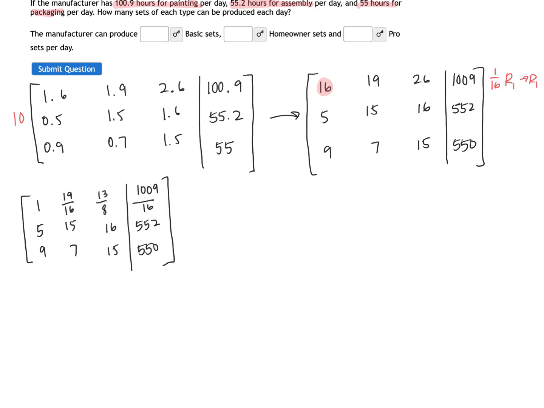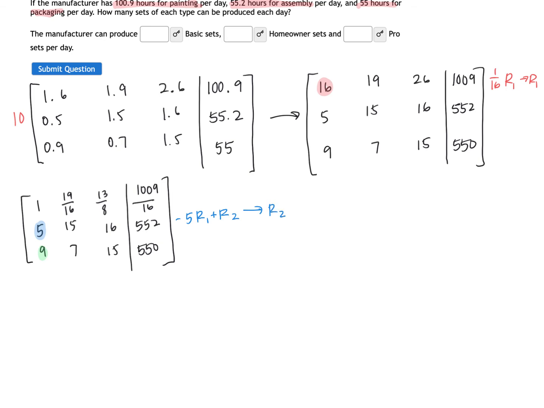Okay. Once you have a 1 in position A11, your next step is to get the numbers under that to be 0. So we want the 5 to become a 0, and we want the 9 to become a 0. So in order to get the 5 to be a 0, I'm going to multiply the row with a 1 in it by the opposite of what I'm trying to 0 out. So I'm going to multiply row 1 by -5, and then I'm going to add that product to row 2, so it'll 0 out, and then replace row 2.